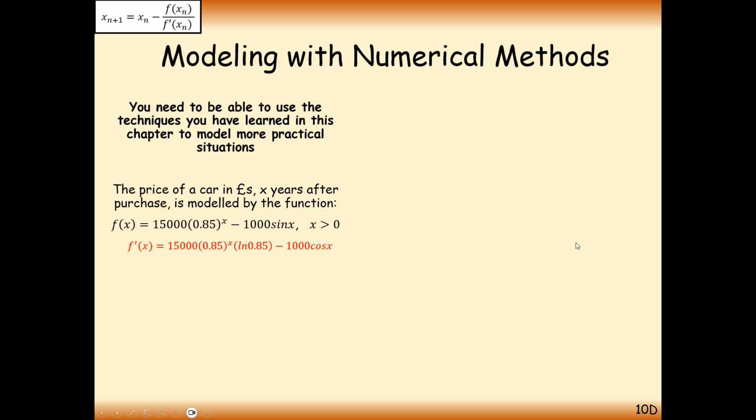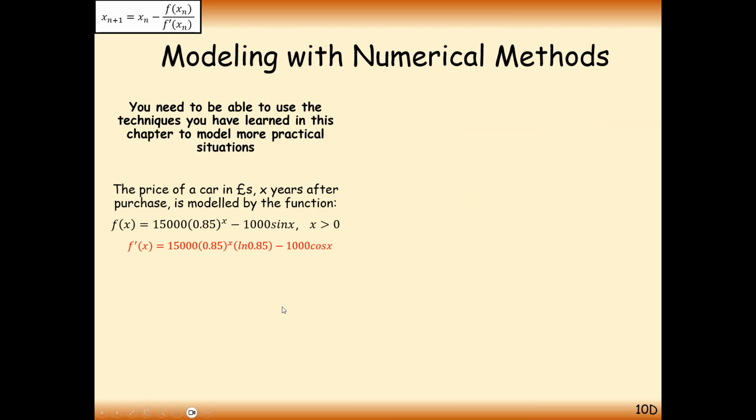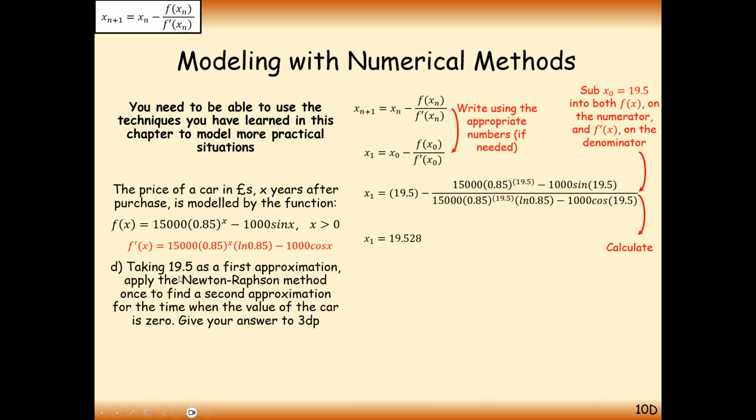So the first iteration will give us an answer of 19.528. We actually use 19.5 as our first approximation. So we only need to apply this function once and there is no need for a second and third iteration because we have already got what we're looking for.